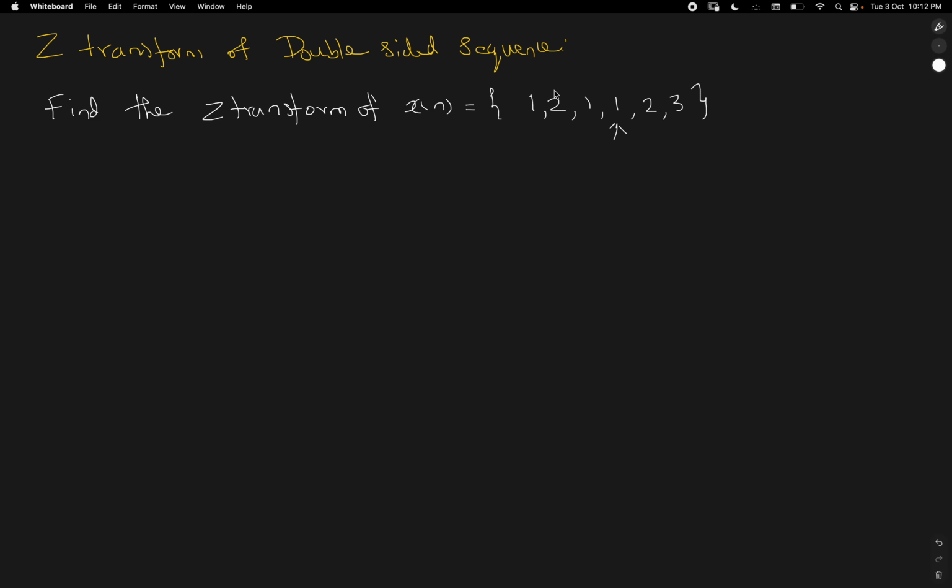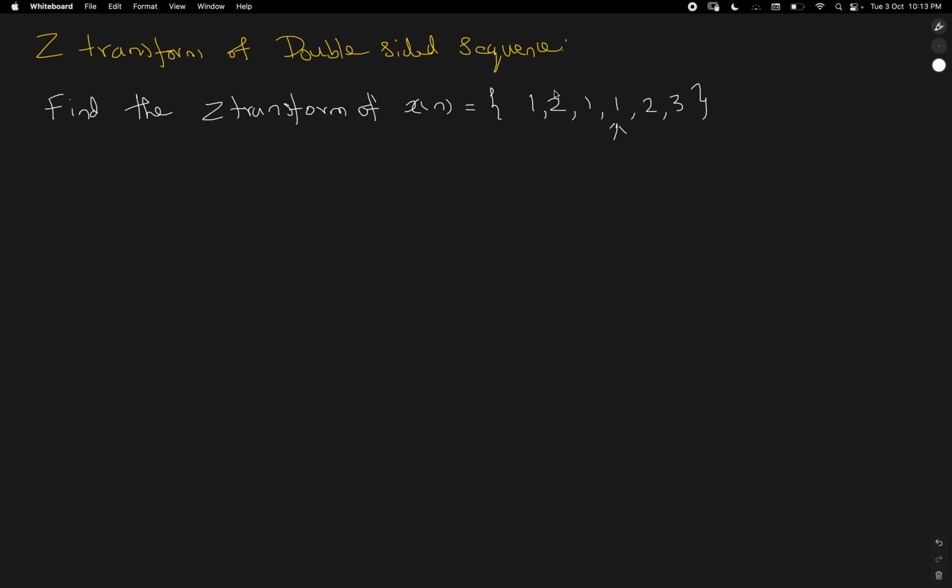The last topic of this video is to find the Z transform of a double-sided sequence. So here we have to find the Z transform of x of n, which is a double-sided sequence where x of n is equal to 1, 2, 1, 1, 2, 3. Here the arrow mark is mentioned under the 1.